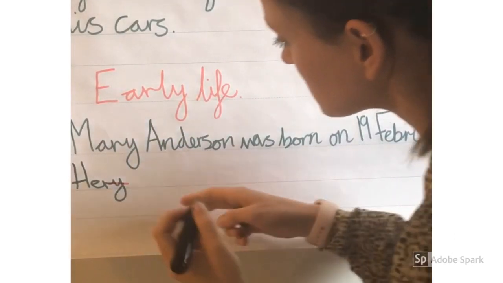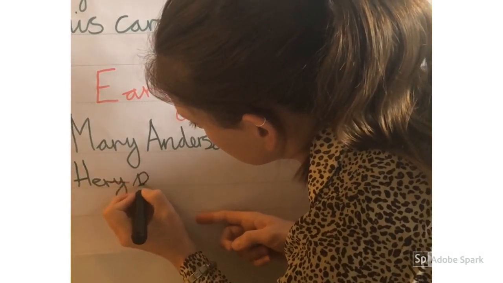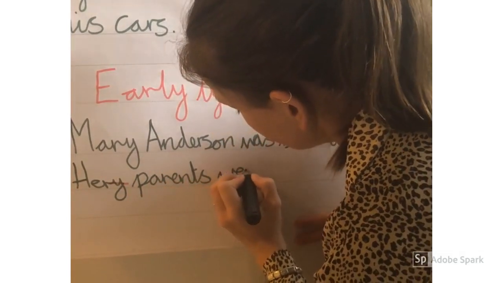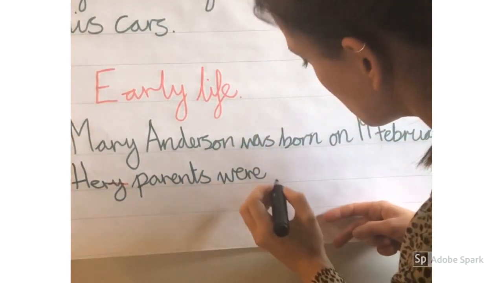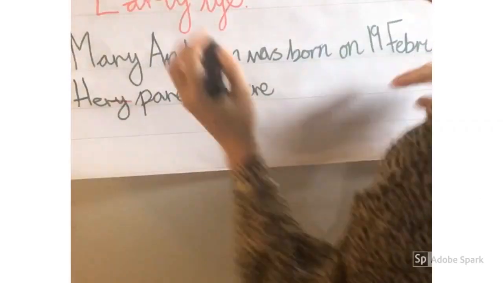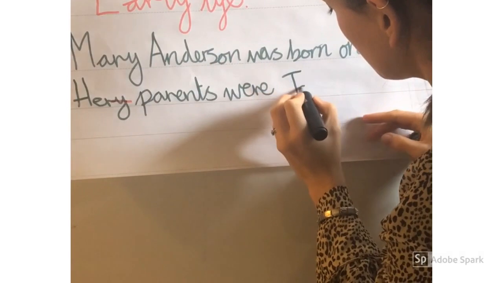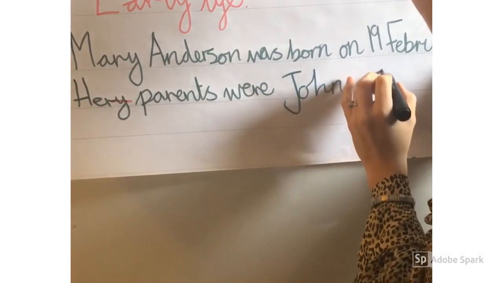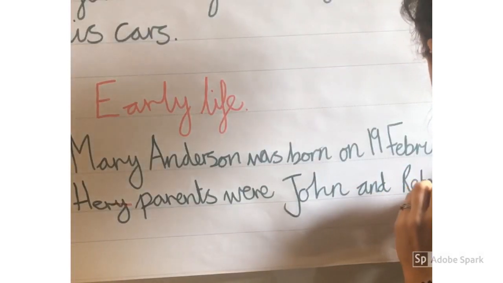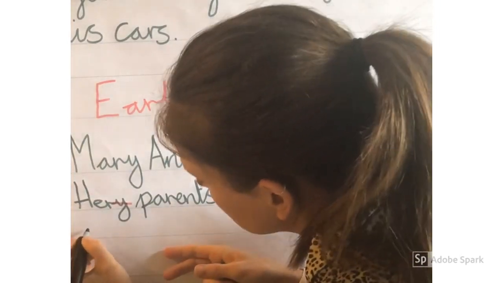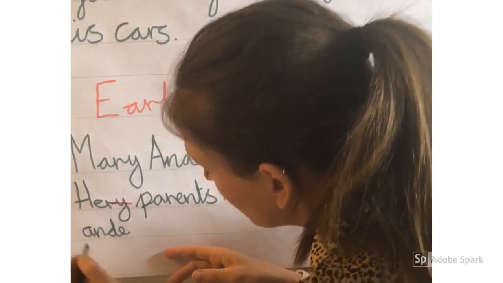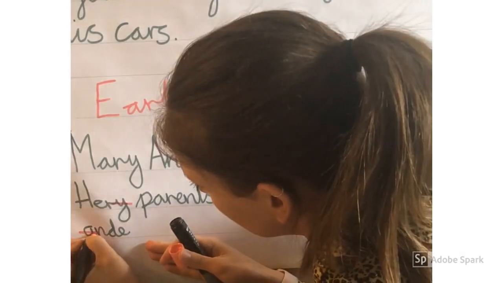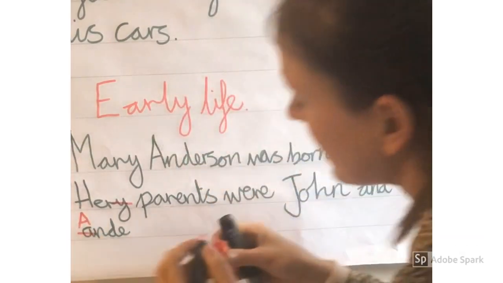So her parents were John, I'm going to move this up a bit more, John with a capital J, and Rebecca Anderson. Oh, and I've made another mistake. That should have been a capital letter. So I'm going to put a neat line through it and correct it above. Anderson.